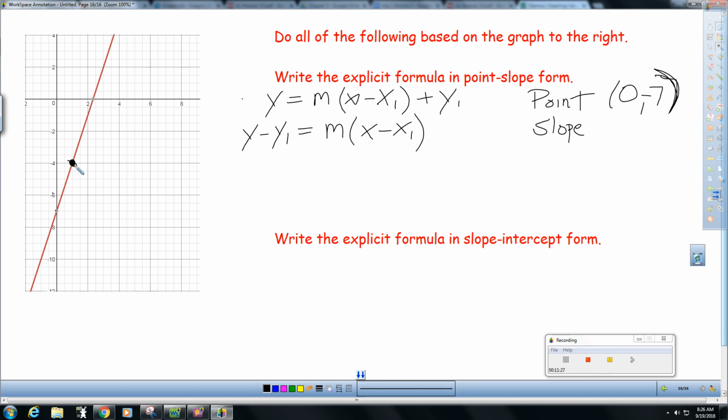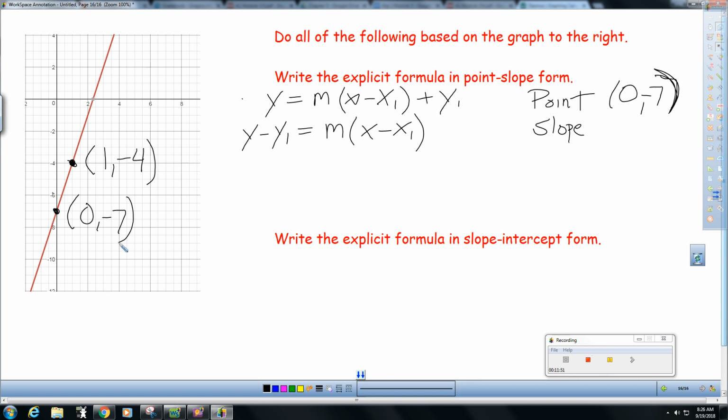Get up and walk here. Come on, walk up here. 1, -4. Yes, it is.